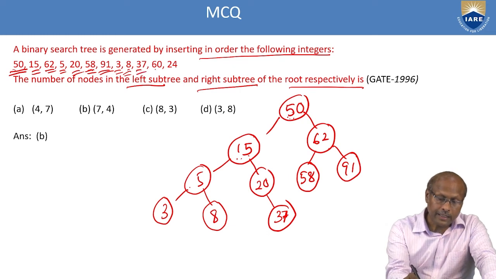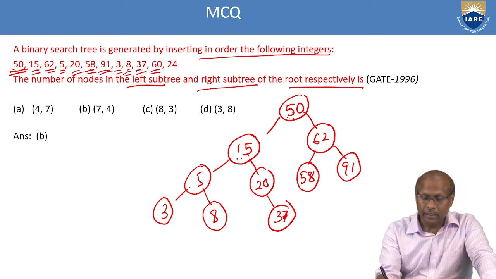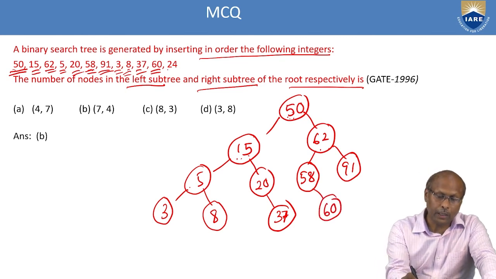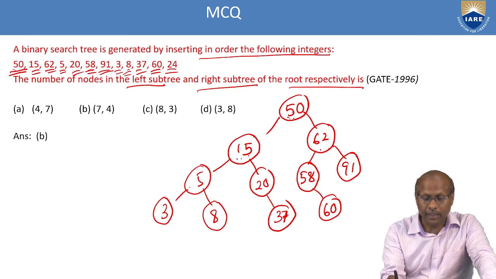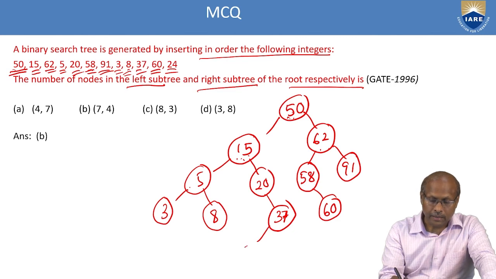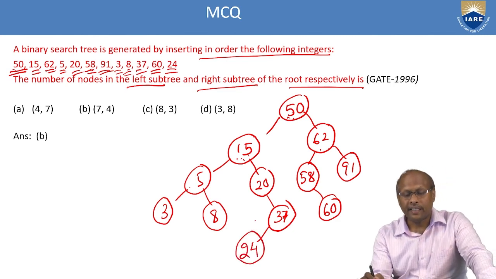And then 60. 60 is what? Greater than 50, but less than 62, but greater than 58. So right of 58. Then 24. 24 is less than 50, greater than 15, greater than 20, but less than 30. So this is the final binary search tree.